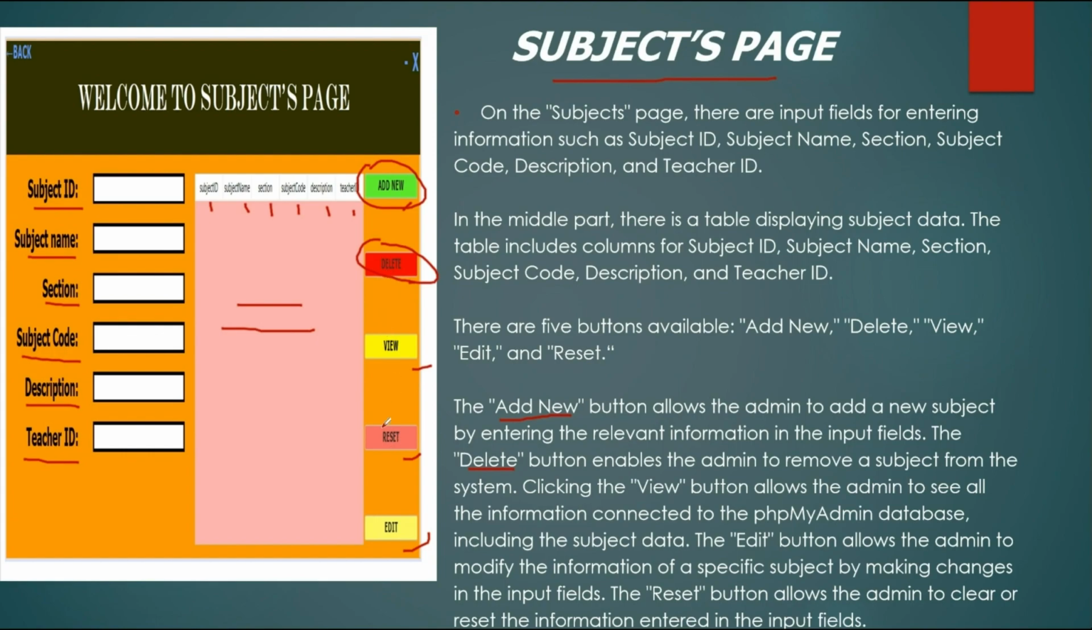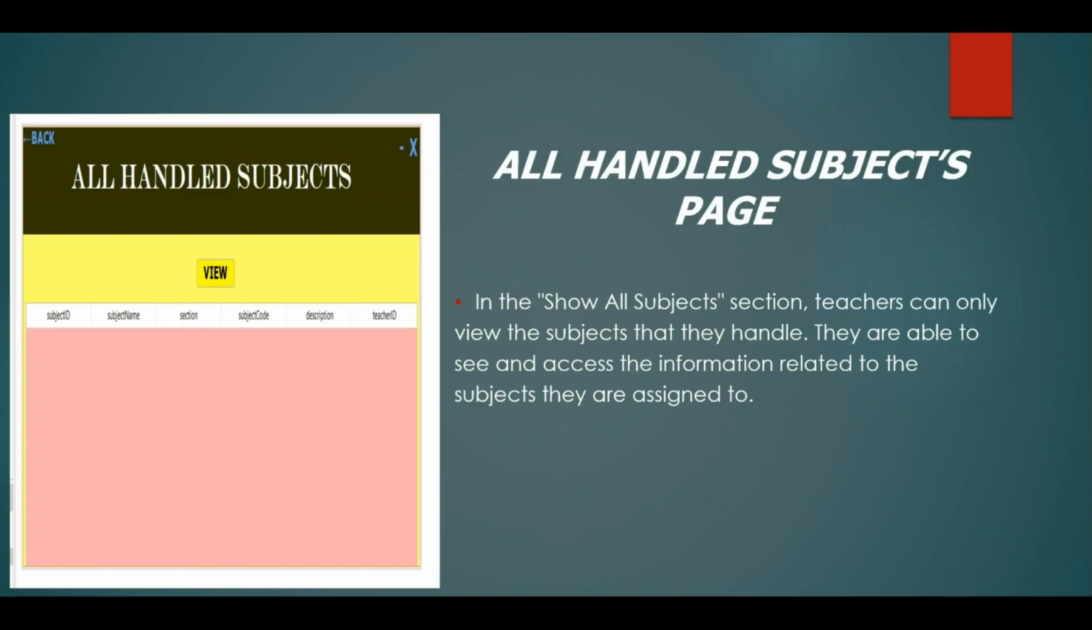Clicking the view button allows the admin to see all the information connected to the phpMyAdmin database, including the subject data. The edit button allows the admin to modify the information of a specific subject by making changes in the input fields. The reset button allows the admin to clear or reset the information entered in the input fields.